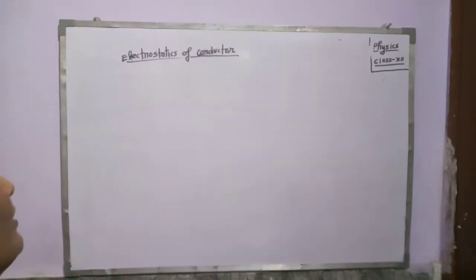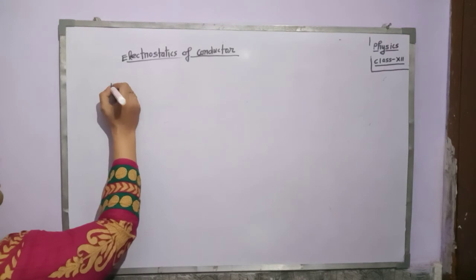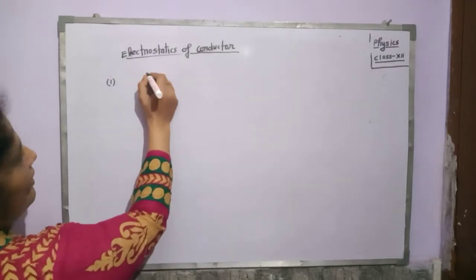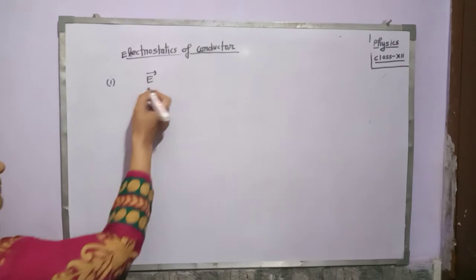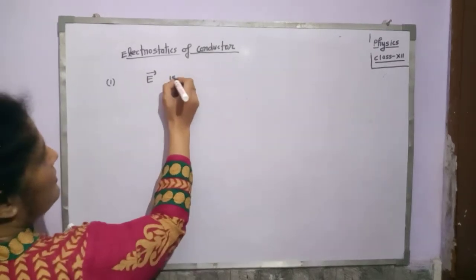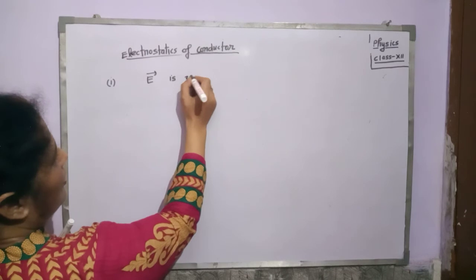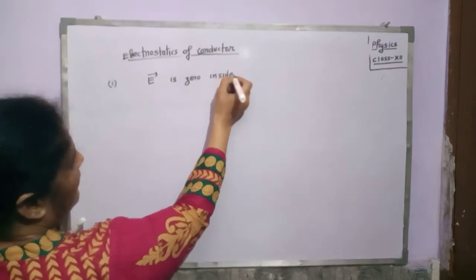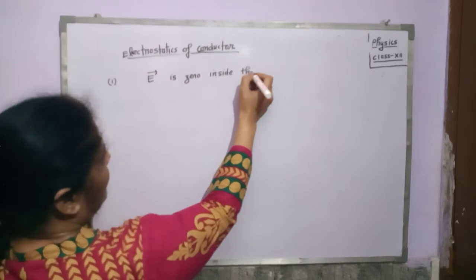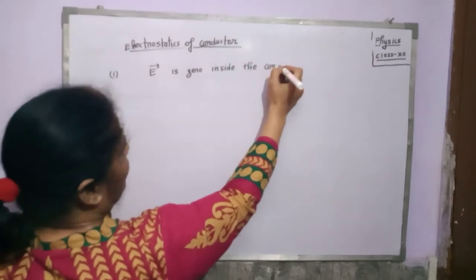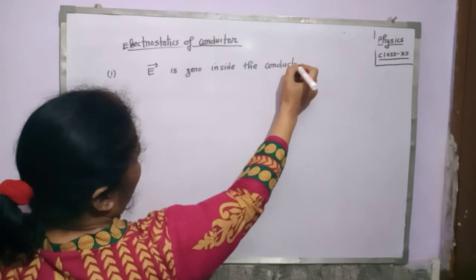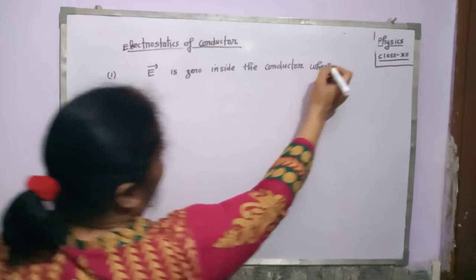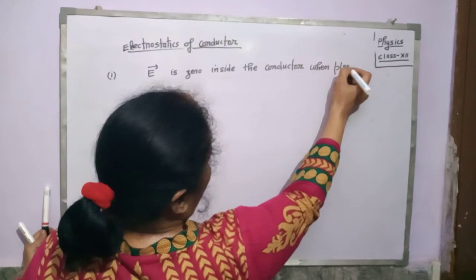Now, the first fact about the conductor is about the electric field. I am writing electric field, E vector, because this is a vector quantity, is 0 inside the conductor, when placed in an external electric field.